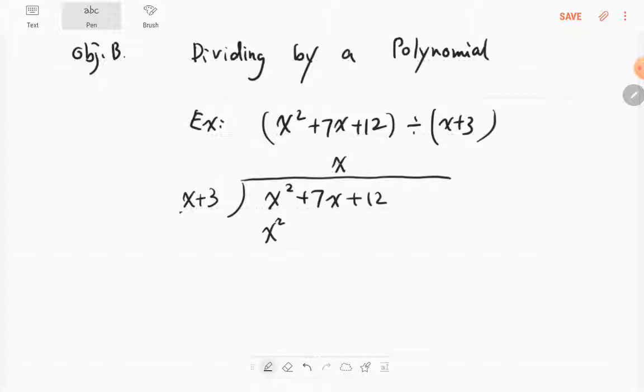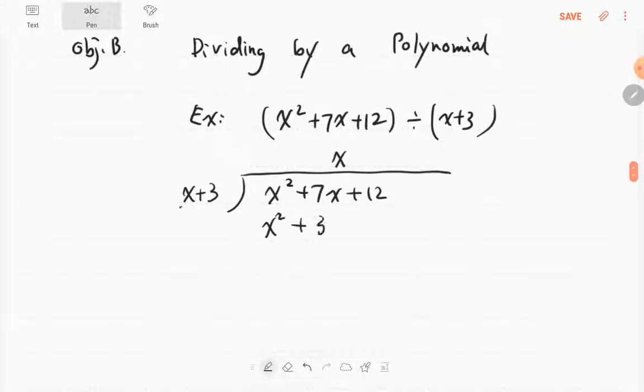Okay? So next one, x times the second term here is plus 3, so we will have plus 3x. First we should decide which one we should put as part of the quotient. We put x here just because x times x plus 3, we will get the first term as x squared. So how can we get the x? It depends on the first term, x squared. We know only x times x we can get the x squared. So that's why we put x here.